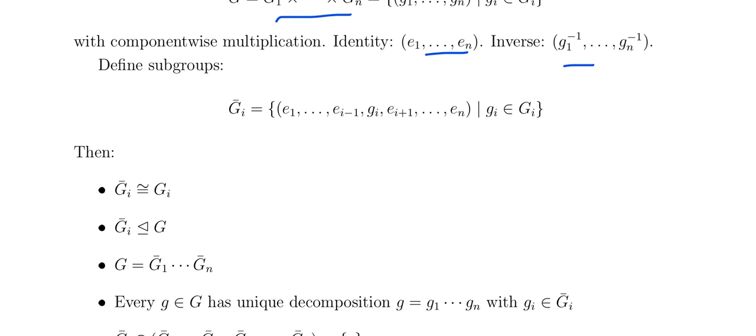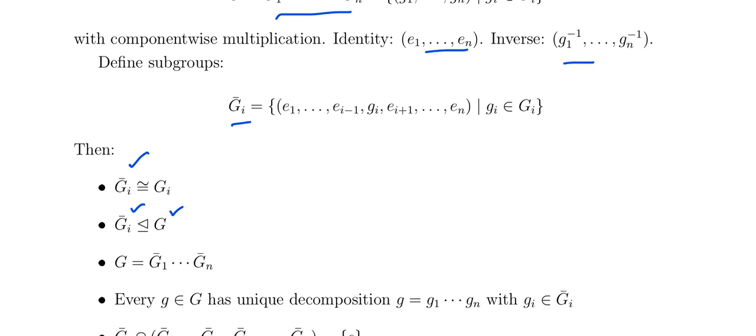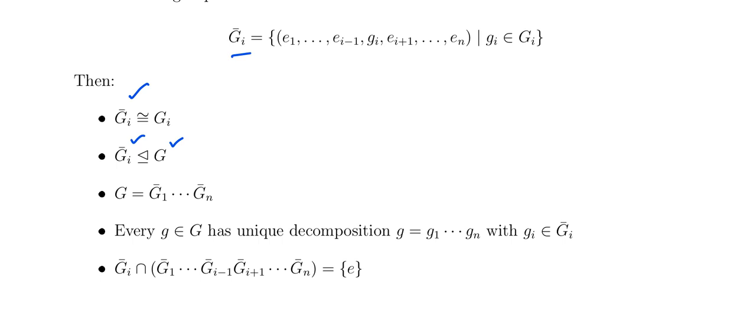The same way we can define Gi bar. Gi bar is defined as (e1, e2, ..., ei minus 1, gi, ei plus 1, ..., en). So then Gi bar is isomorphic to Gi. Gi bar is a normal subgroup of G, and G equal to the product G1 bar G2 bar ... Gn bar. So every g in G has a unique decomposition like that: g equal to g1 g2 ... gn, gi belongs to Gi bar. Then Gi bar intersection with G1 bar and so on up to Gi minus 1 bar, Gi plus 1 bar, Gn bar, this is the identity element. Okay, this is the idea.